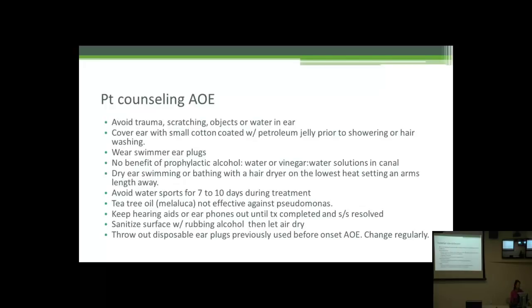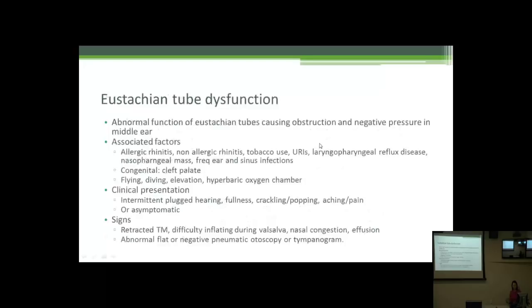Eustachian tube dysfunction is an abnormality of the eustachian tube between the middle ear and the posterior nasopharynx. Oftentimes it creates this plugging, fullness, heavy pressure in the ear, and it is worse when they're descending on a flight. Associated factors include chronic congestion, upper respiratory infections, allergies, tobacco use, as well as reflux disease. Other things such as cleft lip palate, which is a congenital problem, can also be associated with eustachian tube dysfunction.